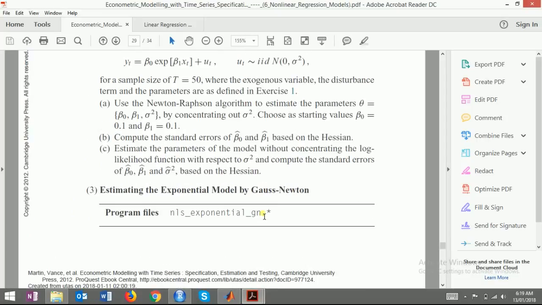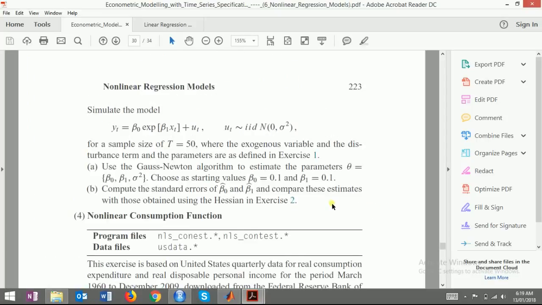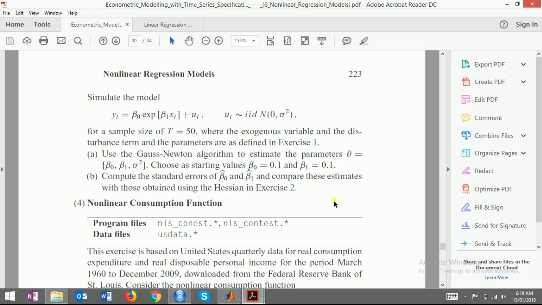Now estimating the model by Gauss-Newton. It will be a bit challenging because Gauss-Newton has a few steps, as we are already aware of with OLS. Simulate the model for the sample size of t equals 50, with the exogenous variable and the disturbance terms as defined in exercise 1. Use the Gauss-Newton algorithm to estimate theta equals beta naught, beta 1 and sigma square. Choose a starting value for beta naught, which is 0.1.